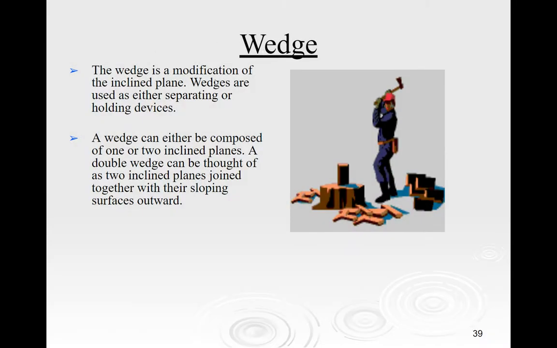Wedge. The wedge is a modification of the inclined plane. Wedges are used as either separating or holding devices. A wedge can either be composed of one or two inclined planes. A double wedge can be thought of as two inclined planes joined together with their sloping surface outward.